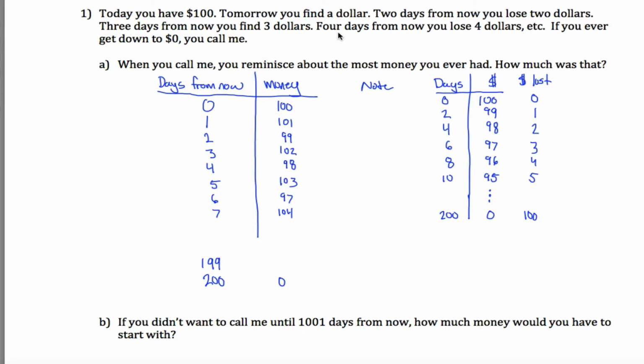Well, I know that 4 days from now I lose $4. 2 days from now I lose $2. So 200 days from now I lose $200. If I just lost $200, it means that I had 200 before I lost it. And that's the highest number I'm ever going to see. So therefore that's the answer to this question. How much was that? $200 was the max.